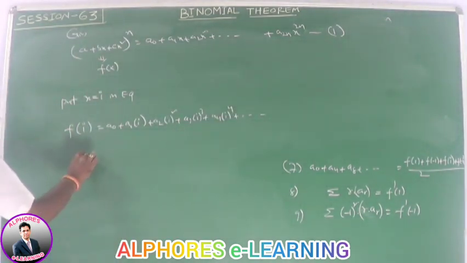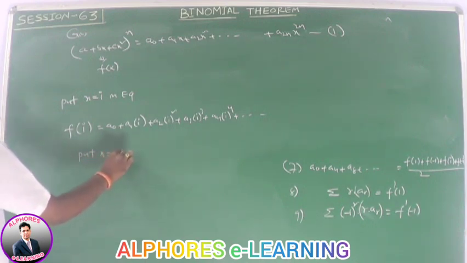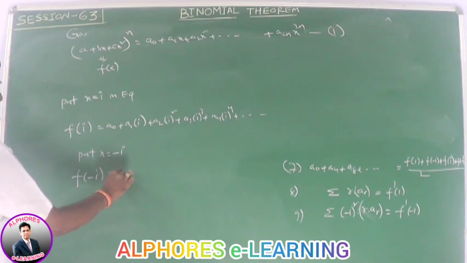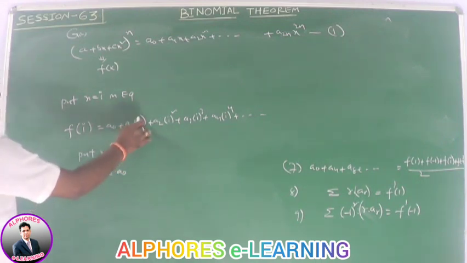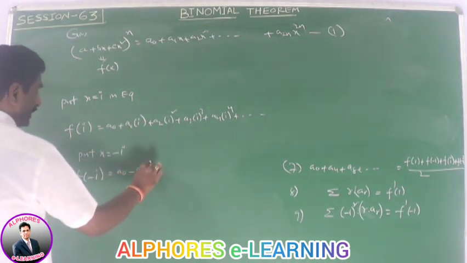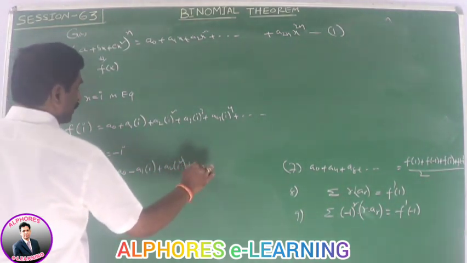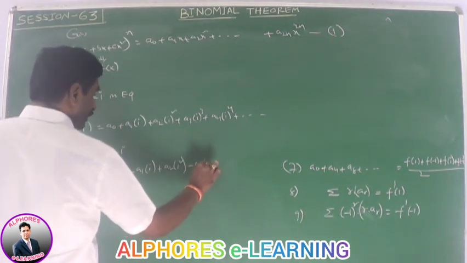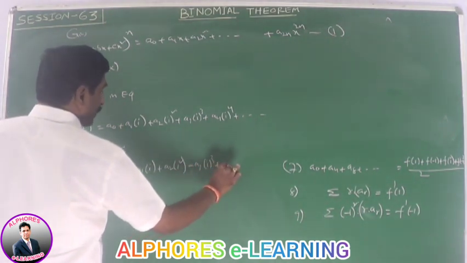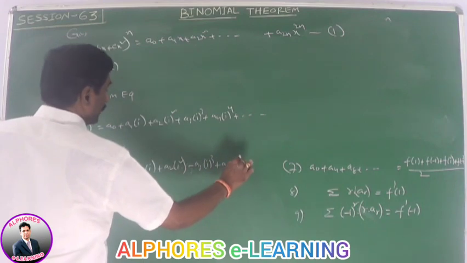Put x is equal to minus i in this value. That means f of minus i is equal to a naught, a1 into minus i. That means a1 into i. Please observe this value. Plus a2 into minus i whole square means i square. Plus a3 into minus i cube means a3 into i cube, plus a4 into minus i whole power 4 means i power 4, so on.